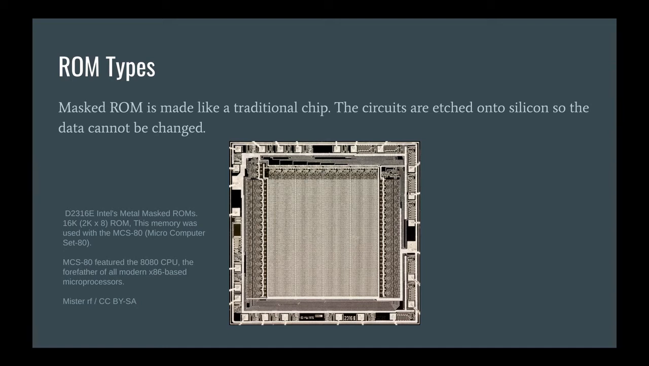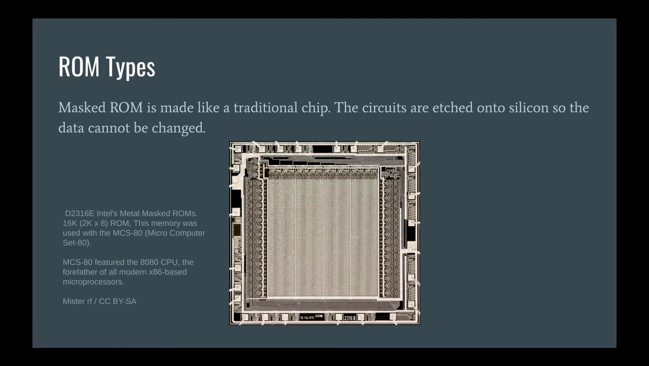So a mask ROM is basically designed like a traditional chip. The circuits are designed on a CAD program, computer-aided drafting, and all the circuitry is laid out. Then it goes through the photolithography manufacturing process, and it's etched onto the silicon. At that point, it can no longer be changed. What you have is what you have. If you want to change the data on that ROM chip, you have to actually change out the ROM chip. Assuming it's not soldered to the board, you can pull it out and put in a new one.